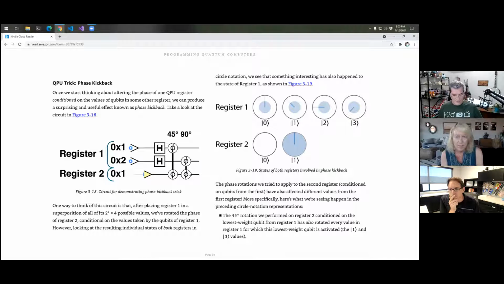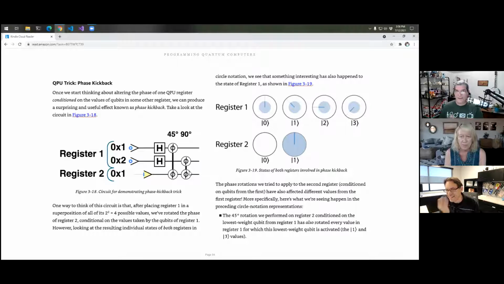It's the binary representations. Yeah, where I'm caught, and this is where I feel like I have a gap in my remembering of chapter 3. It says on the lower left there, one way to think of the circuit is after playing register 1 in superposition, we've rotated the phase of register 2 conditional on register 1. Now, what he goes on to say is it actually affects register 1 also. And I think that's the kickback. But where I'm having trouble is register 2 never changed.